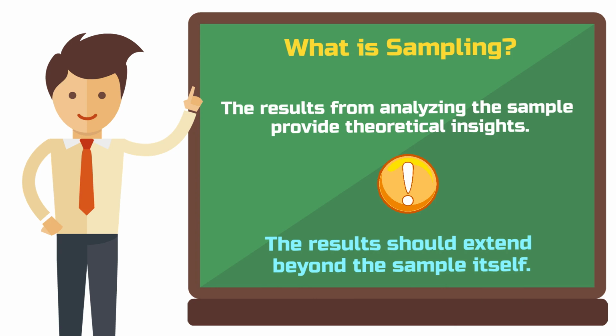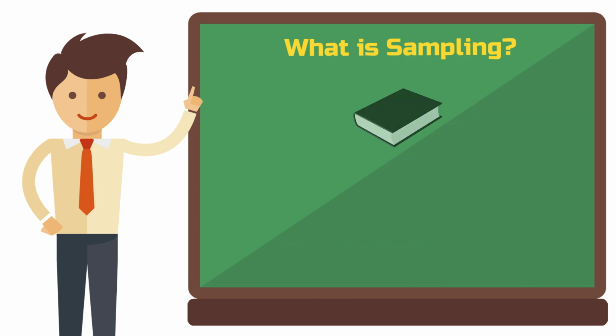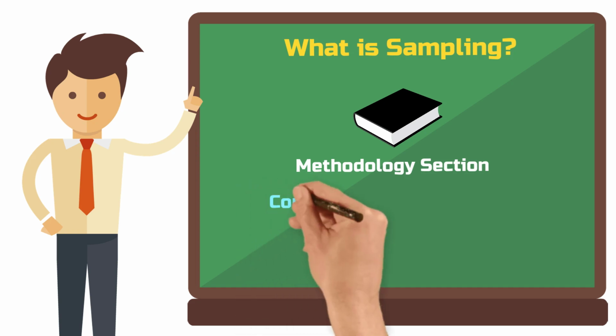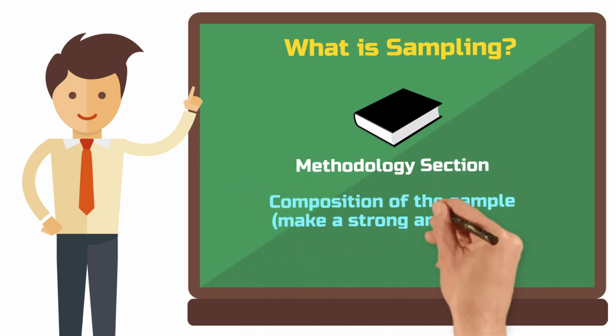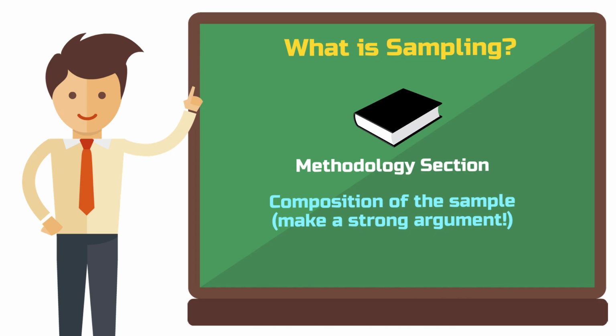That's why choosing the right sample is so important. When writing the methodology section of your paper or thesis, you should always make a strong case for how your sample is composed and why this composition is advantageous for your research objective.